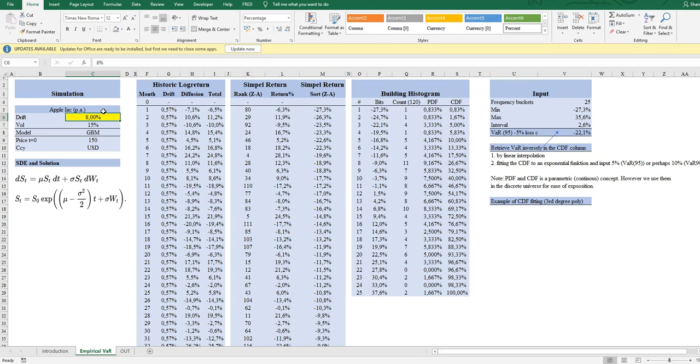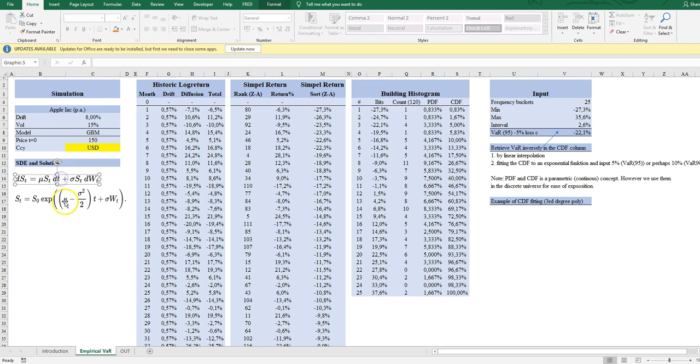Alright, the drift is 8% per year, the expected return, or some would say the required return on Apple, 8% normally. Volatility of the annualized returns, 15%. The model, the GBM, the geometric Brownian motion, start price 150, doesn't really matter here. Dollar doesn't really matter either.